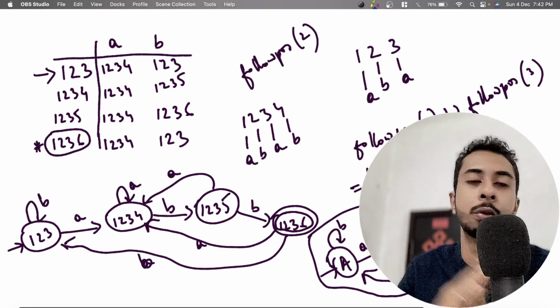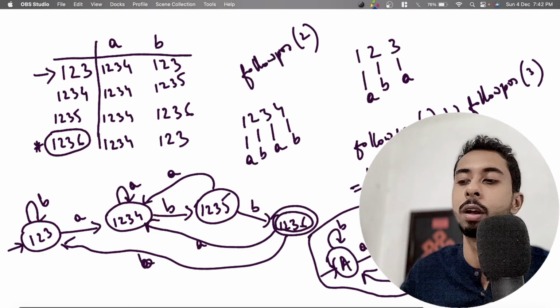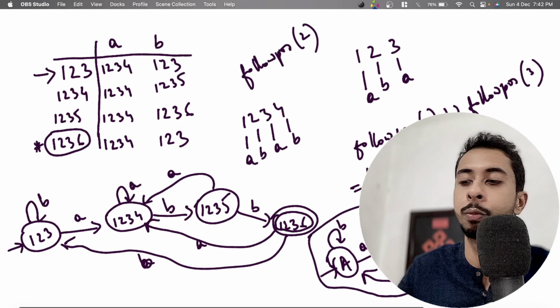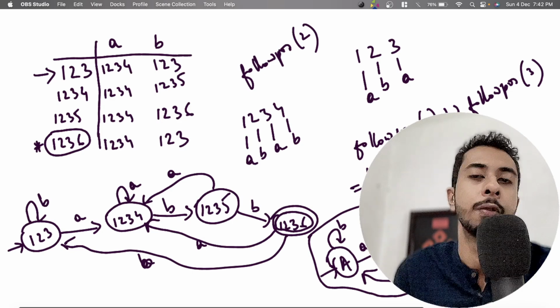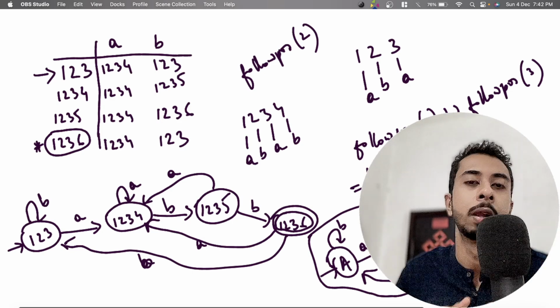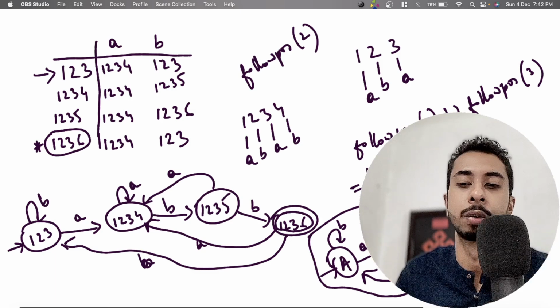This is how you convert a regular expression directly to a DFA. The algorithm you'll find in the book, and there is the internet, you can find it. But this is a working example, and you can try it on any regular expression.